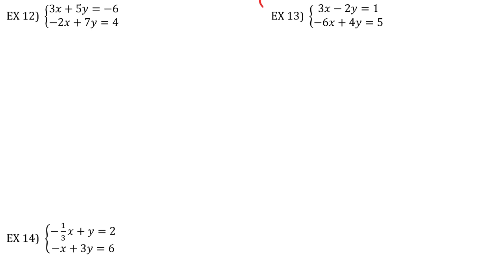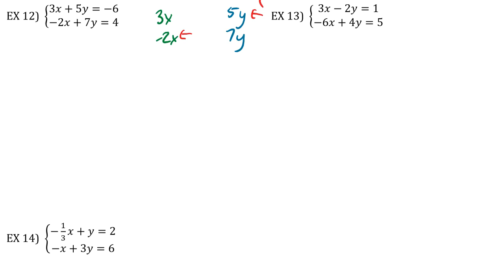All right, example 12. So again, no variables are opposite already. So we got a 3x and a negative 2x, or a 5y and a 7y. Now in this case, this is kind of the worst possible scenario we can give you. This is the most work you'll have to do for one of these problems, because we can't easily turn a negative 2x into a negative 3. We can't easily turn a 5 into a 7. So what this means is instead of multiplying one of the equations, we're going to have to multiply both equations by something this time.